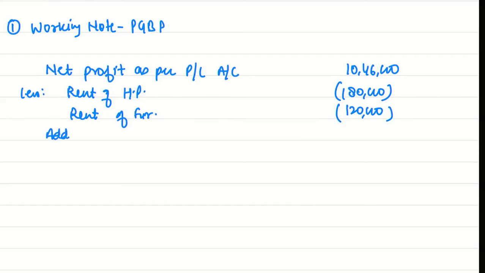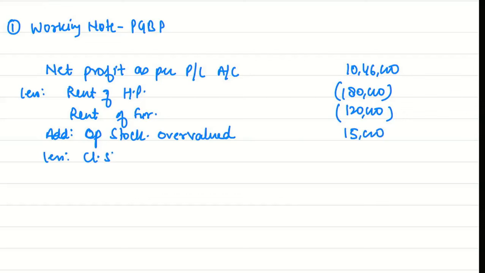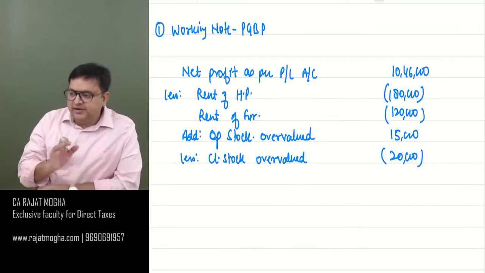Add opening stock overvalued 15,000, less closing stock overvalued 20,000. All good with this? Closing stock, we are showing it extra 20. We have deleted extra from our income side. We are deleting our income side. It means my income would be reduced. No doubt on it. Everybody, no doubt in it.